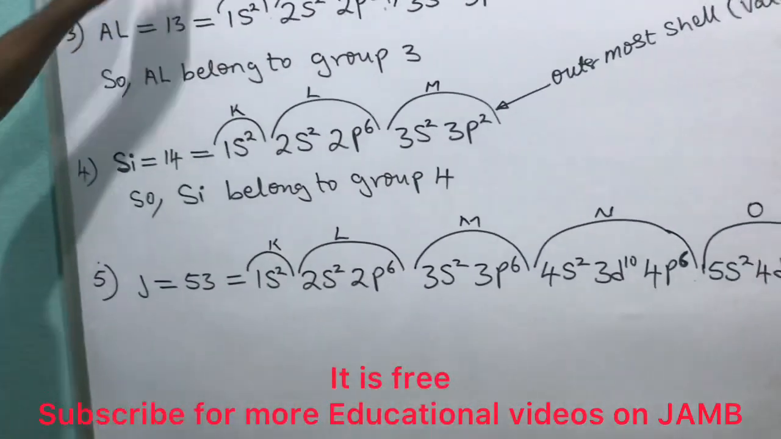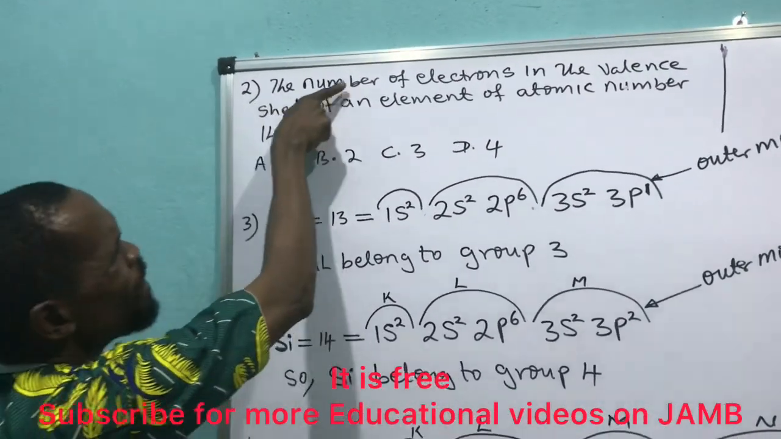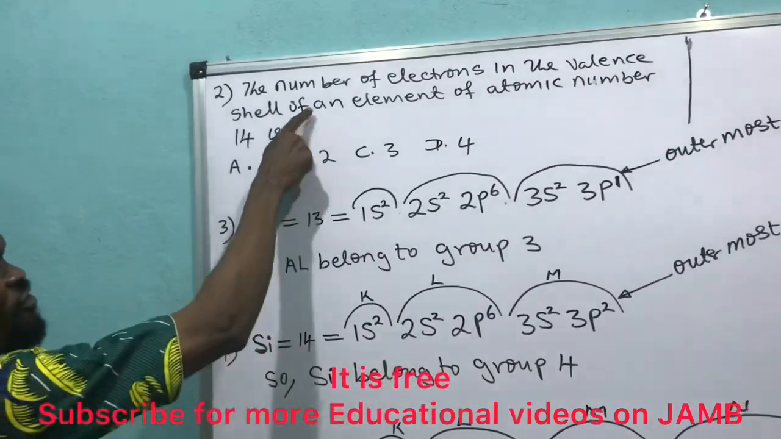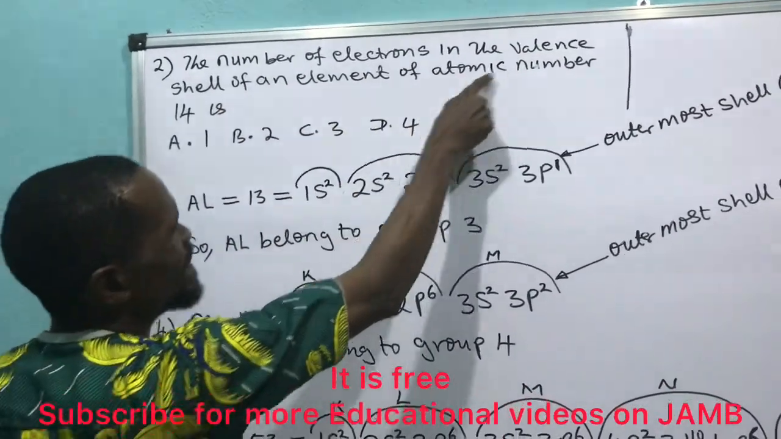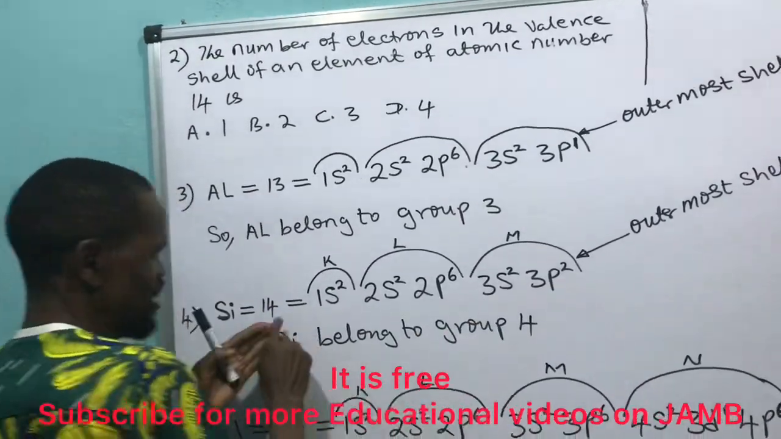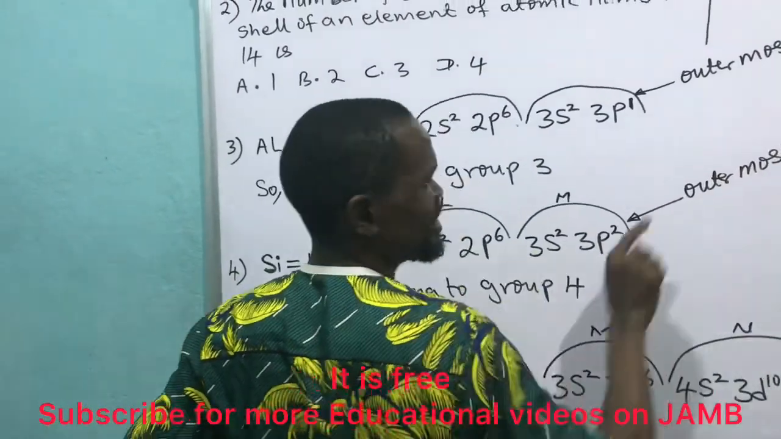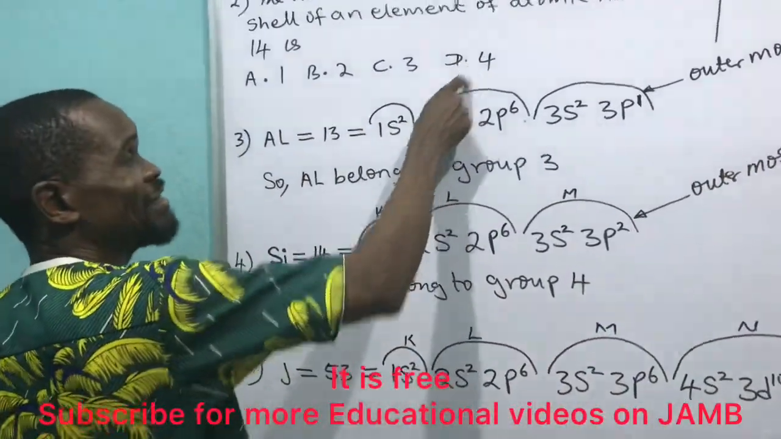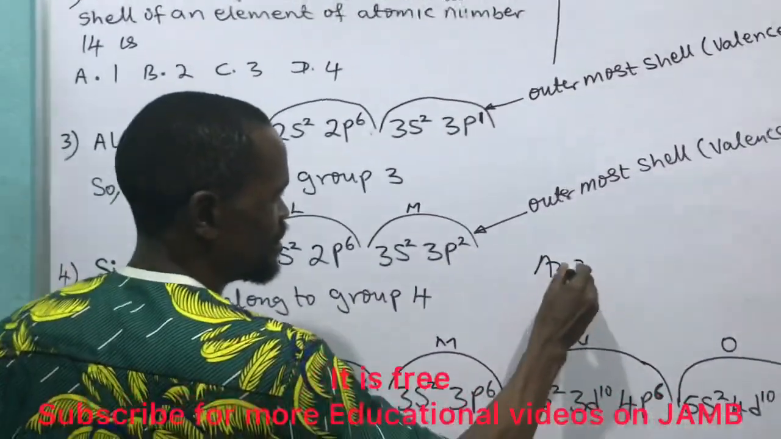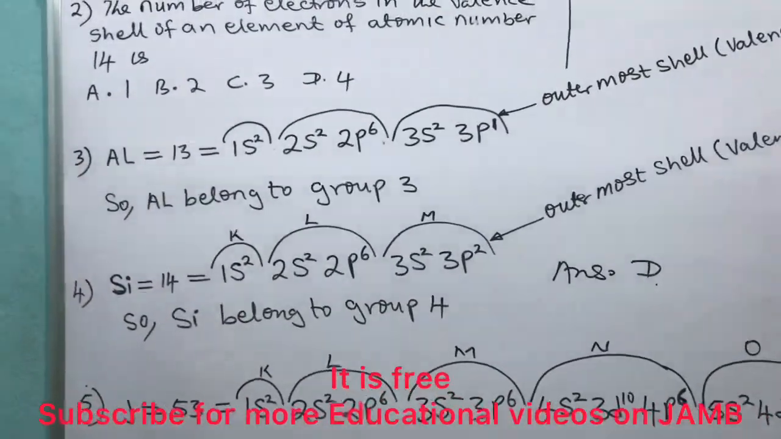Looking at the question they asked us here, come back to our question. It said: the number of electrons in the valency shell of an element of atomic number 14 is... and the number of electrons in the valency shell, what do we say it is? 4. And our answer is Option D. And what does this mean?